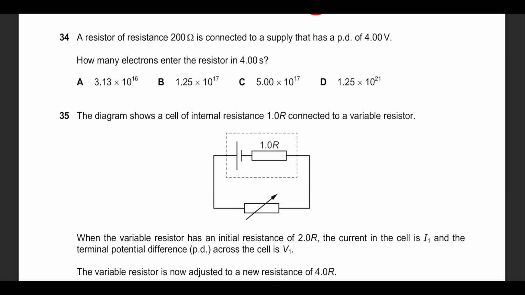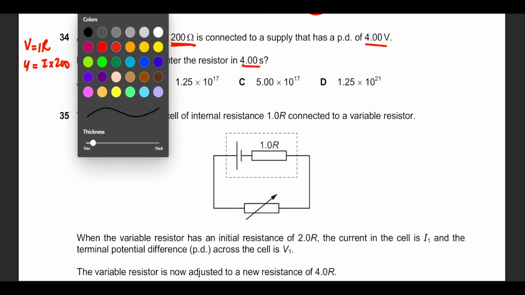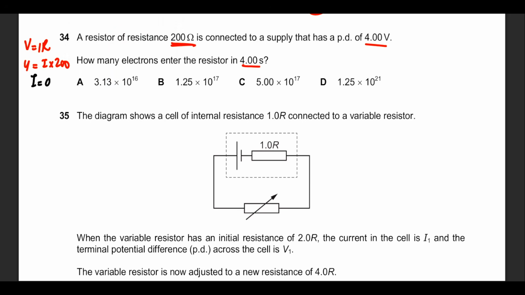Question number 34 is a numbers problem. We've already done this, but let's get through with this. So he says 200 ohms with 4 volts, 4 seconds. This is V equals IR. 4 volts available, current multiplied by 200 ohms resistance. The current in the system is 0.02 amps, right?